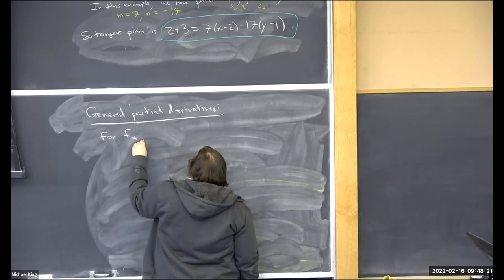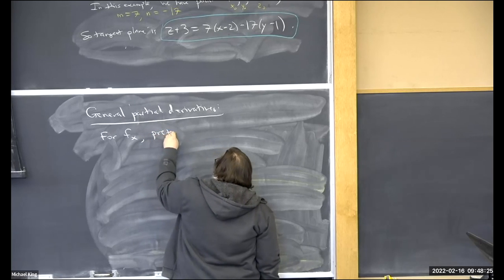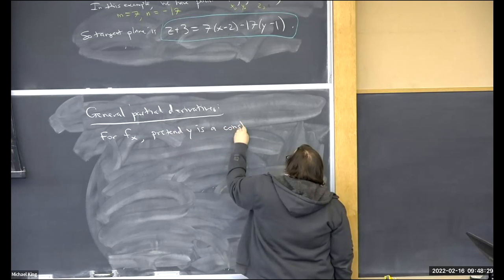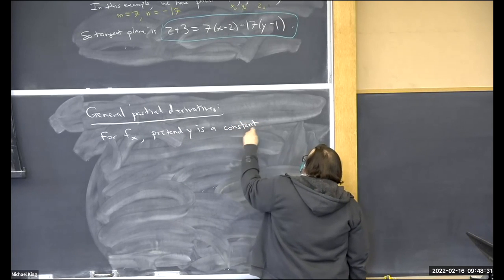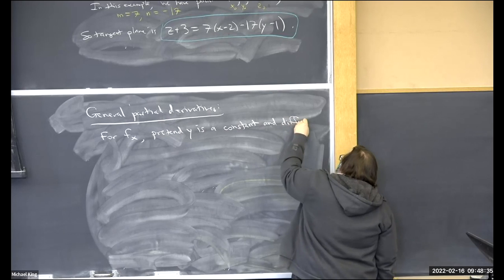For partial x, pretend y is a constant and differentiate. Just treat it like a constant and differentiate the x variable.